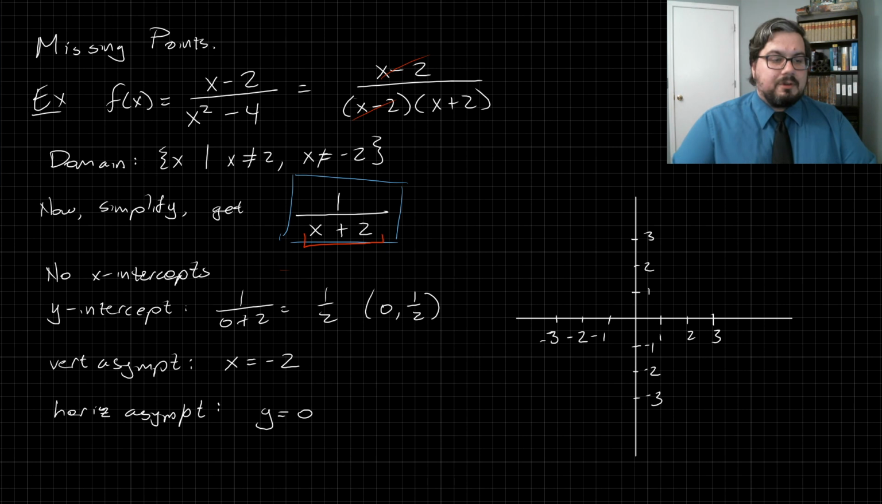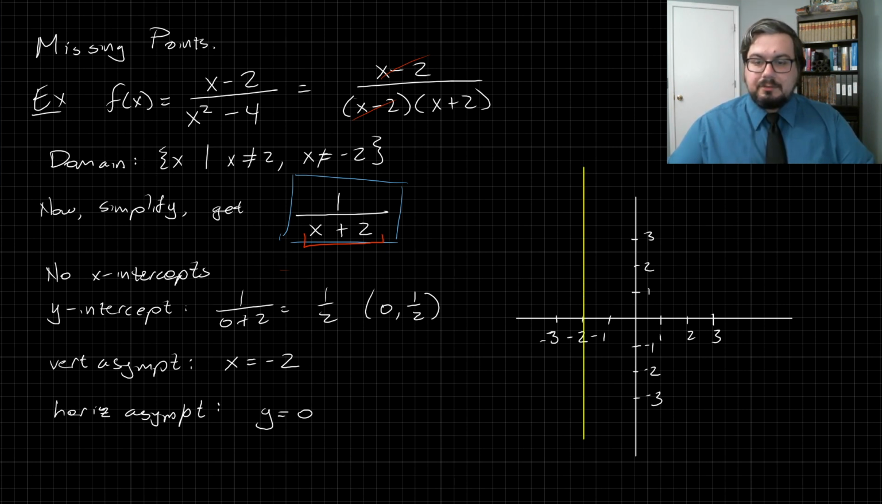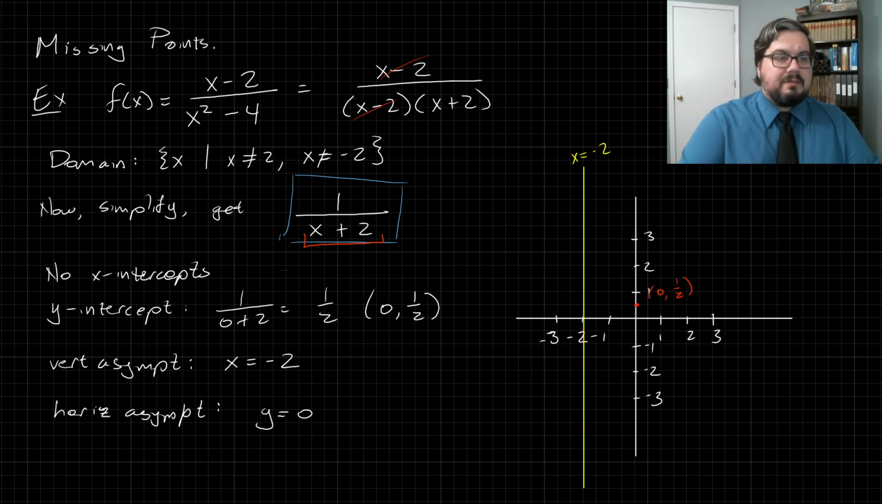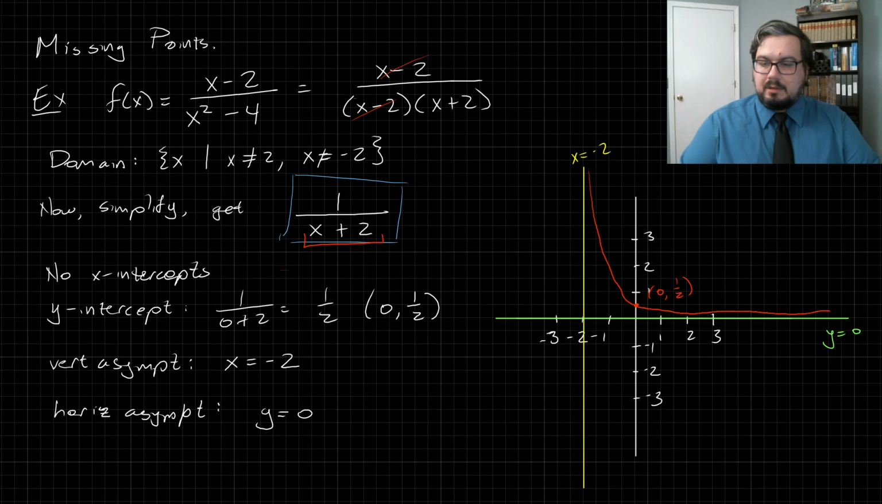We have a vertical asymptote at -2. We know that we've got a y-intercept at 1/2. Go ahead and do that in red. We know that we have a horizontal asymptote at 0. And all these things together allow us to graph out the function. A sketch of it.